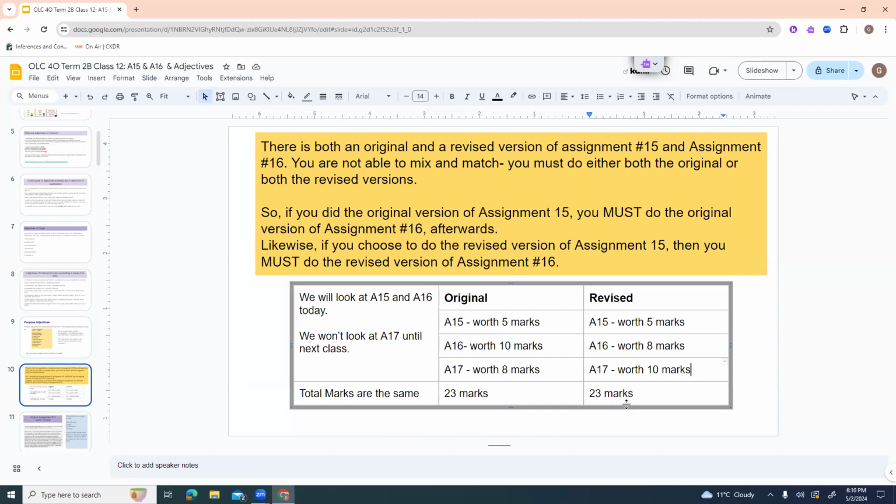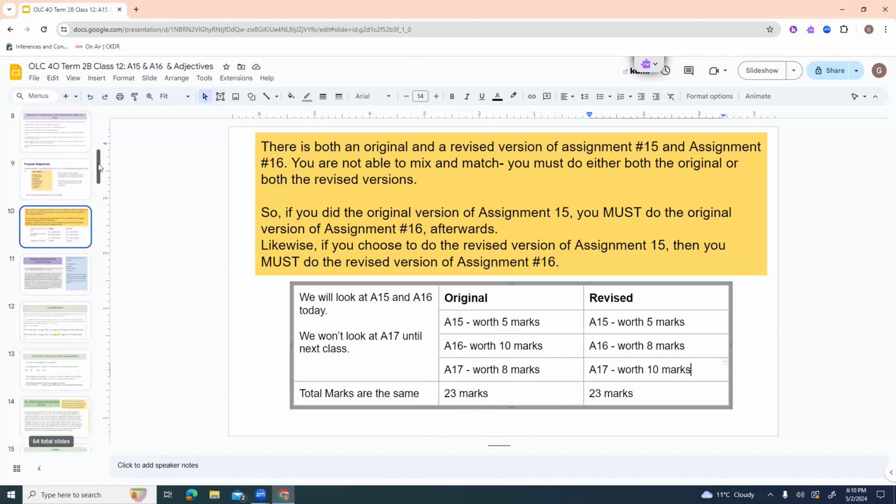I do explain both. Come September, just in case you're listening to this many, many months from now, but come September, the revisions will be in play fully. And after September, at that point, there will be no more choices. You'll have to just do the revised version.